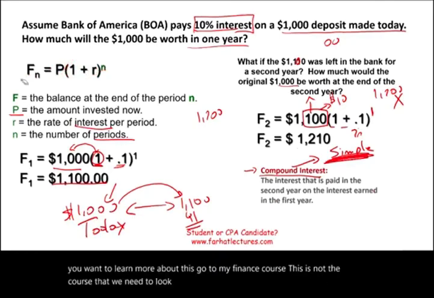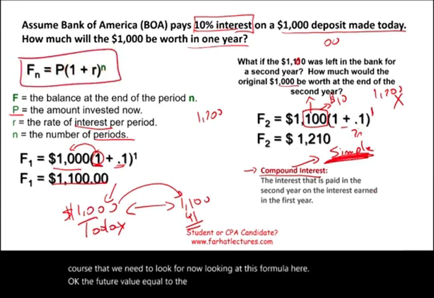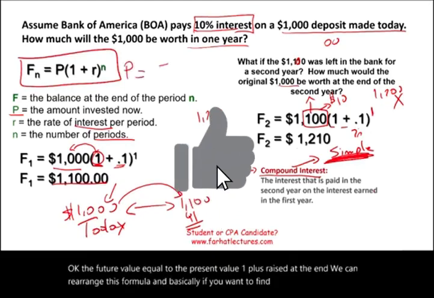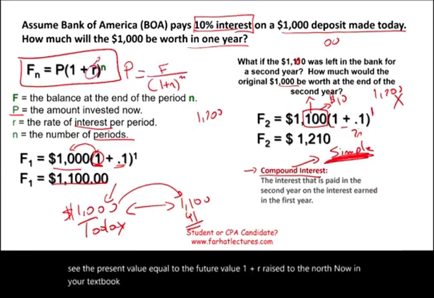Now, looking at this formula here, the future value equals the present value times (1 plus r) raised to the n. We can rearrange this formula, and basically if we want to find the present value, we can say the present value equals the future value divided by (1 plus r) raised to the nth. Now in your textbook, they may call it the interest factor. It doesn't matter, it's the interest factor.